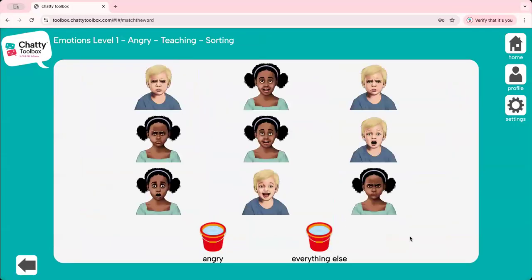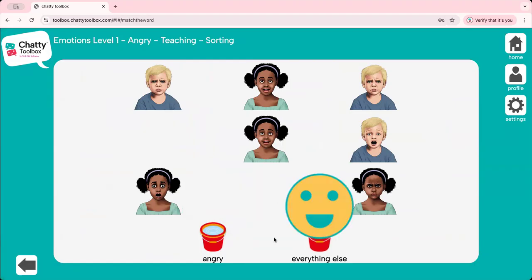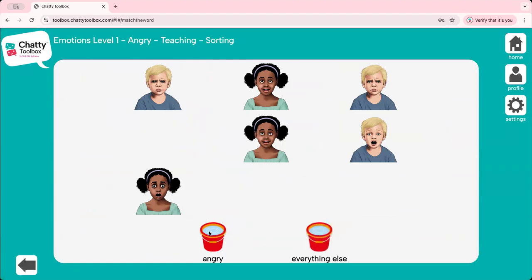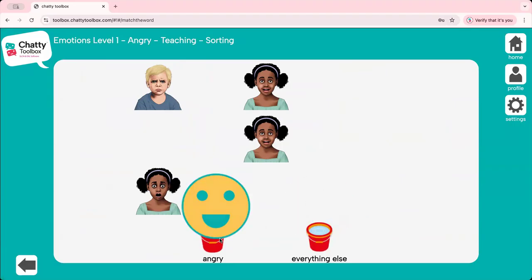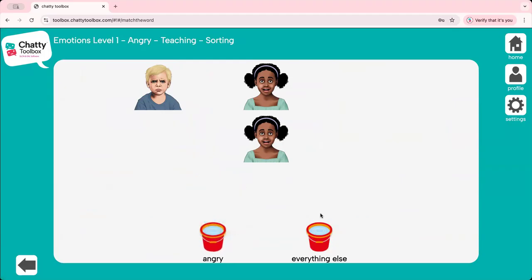And then you've got a sorting activity. So let's put all the angry faces in this bucket, everything else in the other bucket. So just drag and drop the angry faces, but be saying what they are while you're doing it as well. So, oh, I think that's a happy face, so that goes in the other bucket. That looks like an angry face. That doesn't look like an angry face. That looks like a surprised face. Oh, I think that one's angry. So again, using the words lots for the child.